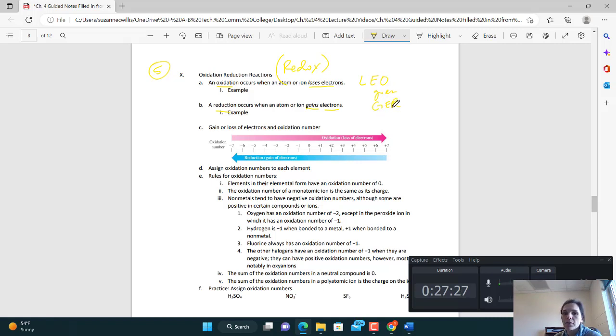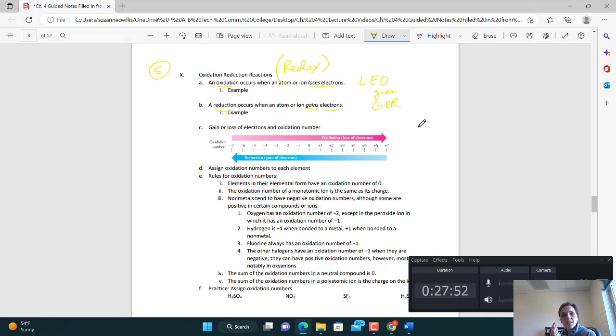So Leo the lion goes grr. Look at this number line down here to help you for a second. Okay, if you are at 0, you have a 0 charge. If you gain electrons, grr, grr, grr, grr. If you gain electrons and you're reduced, what will happen to your charge? If you gain electrons, you'll go negative, right? You'll go down the number line.